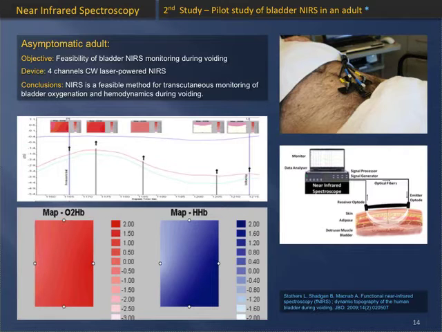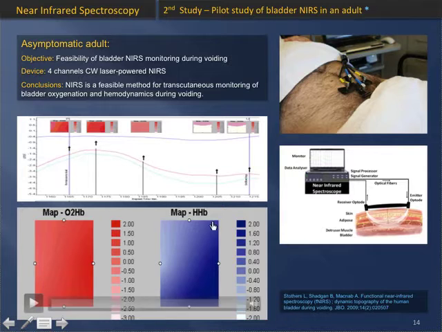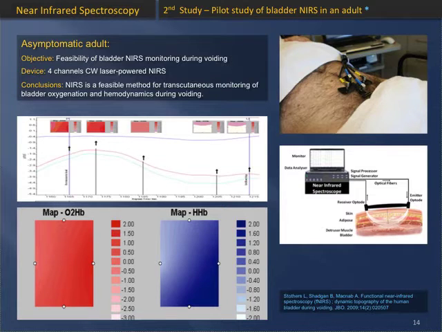We then moved to the first pilot study to see the feasibility of using bladder NIRS for monitoring bladder detrusor function during voiding, and this is the first data that we actually captured. We used a 4-channel near-infrared spectroscope, and using a specific network composition of data, we produced this kind of video to better visualize the bladder wall oxygenation during the voiding.